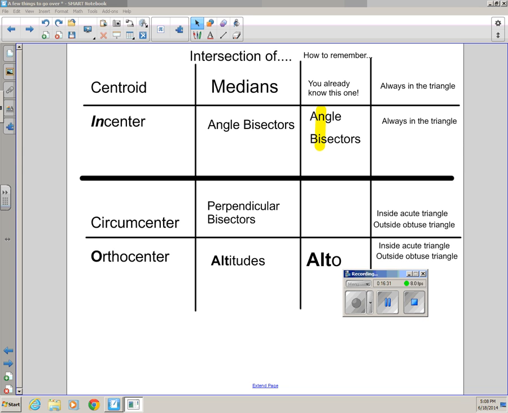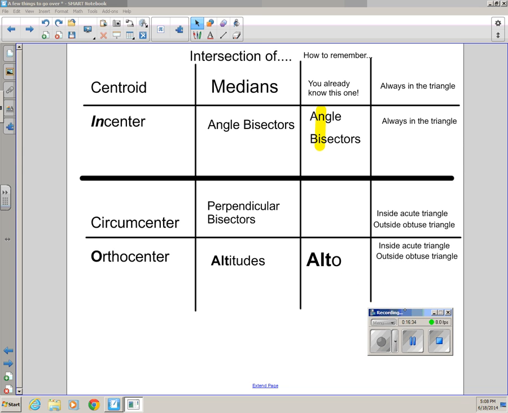The centroid, that's the intersection of the medians. You already know this one. It's always in the triangle. The incenter is always in the triangle. It's the intersection of the angle bisectors. And here's how you can remember: in angle bisectors, the second letters of each word spell in. Okay? And again, you might think these are stupid ways to remember these, but I racked my head for hours and hours trying to come up with something better, but I can't.